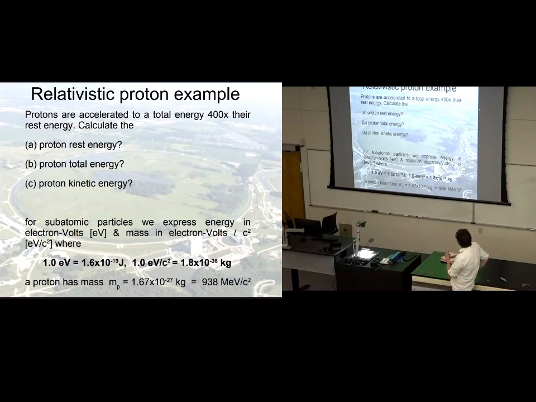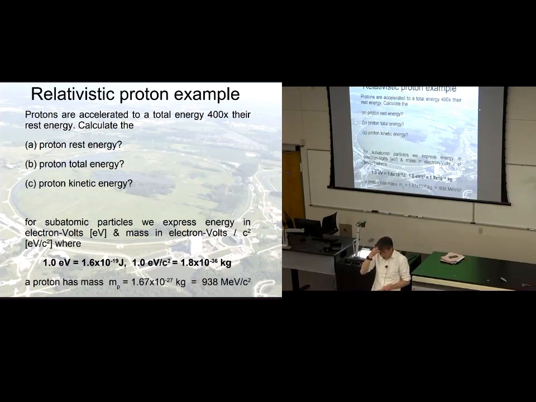We're told that at Fermilab, in this accelerator, the proton's total energy, when it got accelerated, sped up, was 400 times its rest energy. So that's the information we're given: the total energy of a proton is 400 times the rest energy. Then we're asked to calculate the proton rest energy, the proton total energy, and the proton kinetic energy. So we're going to calculate these three things. Let me make a couple of remarks first, though, before we do the calculation. It's pretty quick.